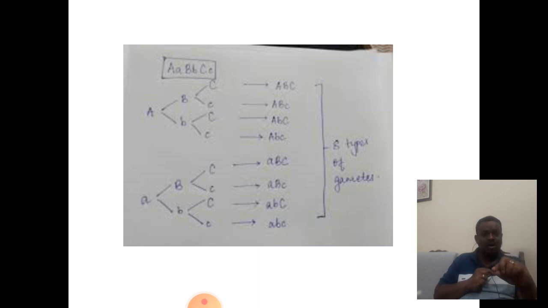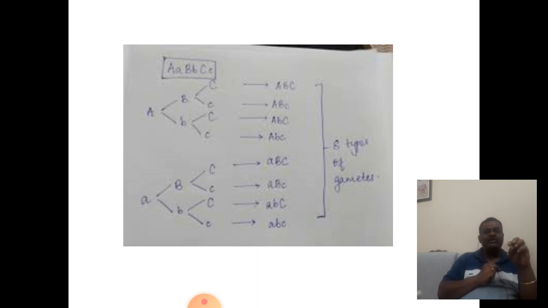Next, small a, capital B, capital C, the second. Next, small a, capital B, small c, the next. Small a, small b, capital C, the next one. Small a, small b, small c is the last one. So 8 different types of gametes are possible.